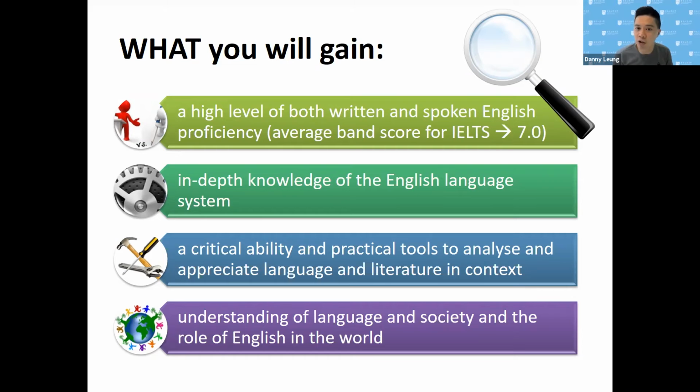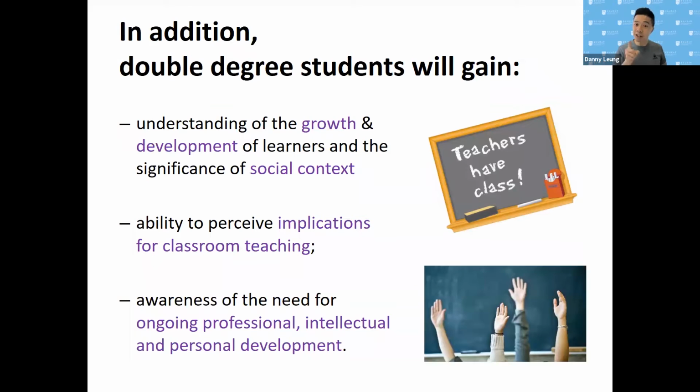All right, so these are basically the four things that you will be doing with us in an array of English language study courses in these two programs, right? And in addition, if you still remember, for the English double degree students, you would like to be an English teacher in either primary schools or secondary schools in Hong Kong. And that's why we have an array of education courses which will make you become a super teacher, an apt, competent teacher, teaching English as a second language in Hong Kong schools. All right. So: understanding of the growth and development of learners and the significance of social context.